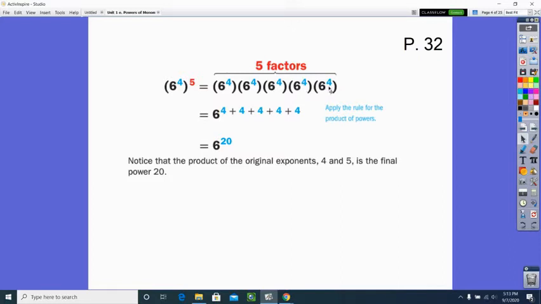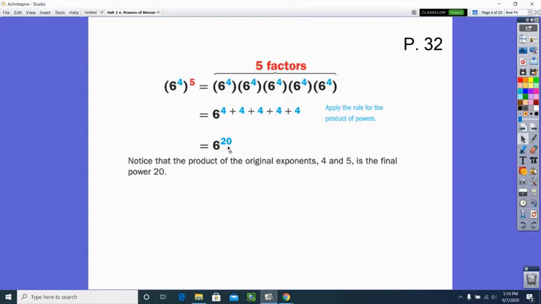factors. Now you're going to remember our last rule said that if you had a common base, which we do, these all have the base number of 6, you write the base and you add the exponents. Remember that from the multiplication rule? So 4 plus 4 is 8, plus 4 is 12, plus 4 is 16, plus 4 is 20. So the result of raising 6 to the 4th to the 5th power is 6 to the 20th.